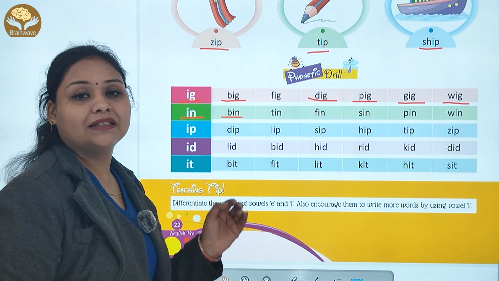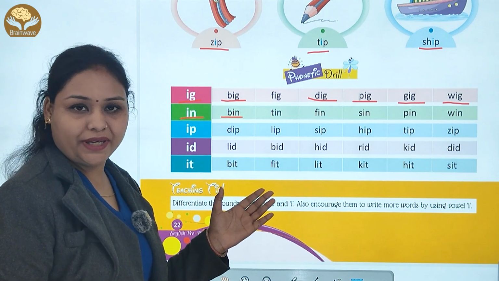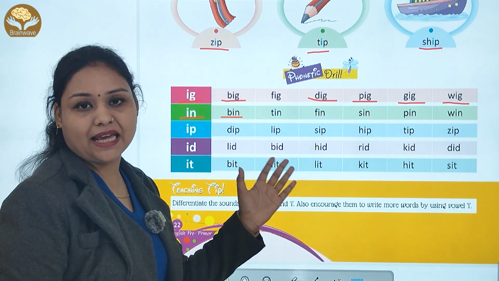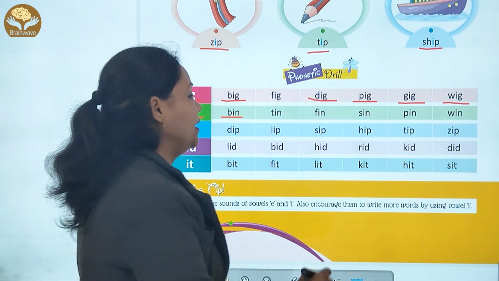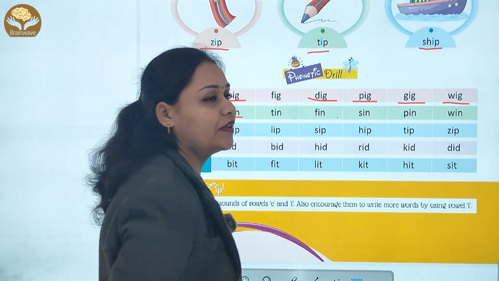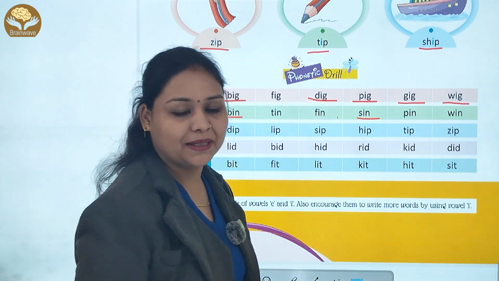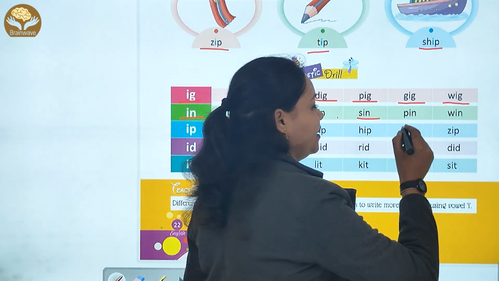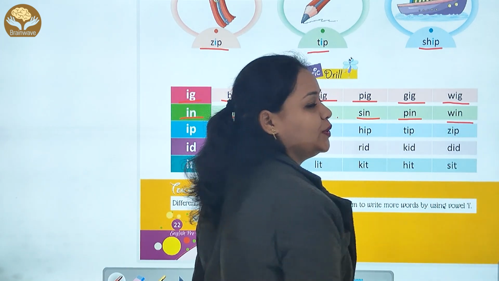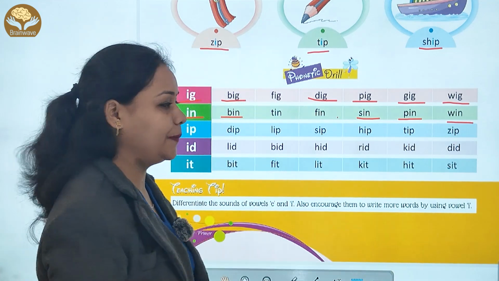Make words. B-I-N, bin. T-I-N, tin. F-I-N, fin. S-I-N, sin. P-I-N, pin. And W-I-N, win.